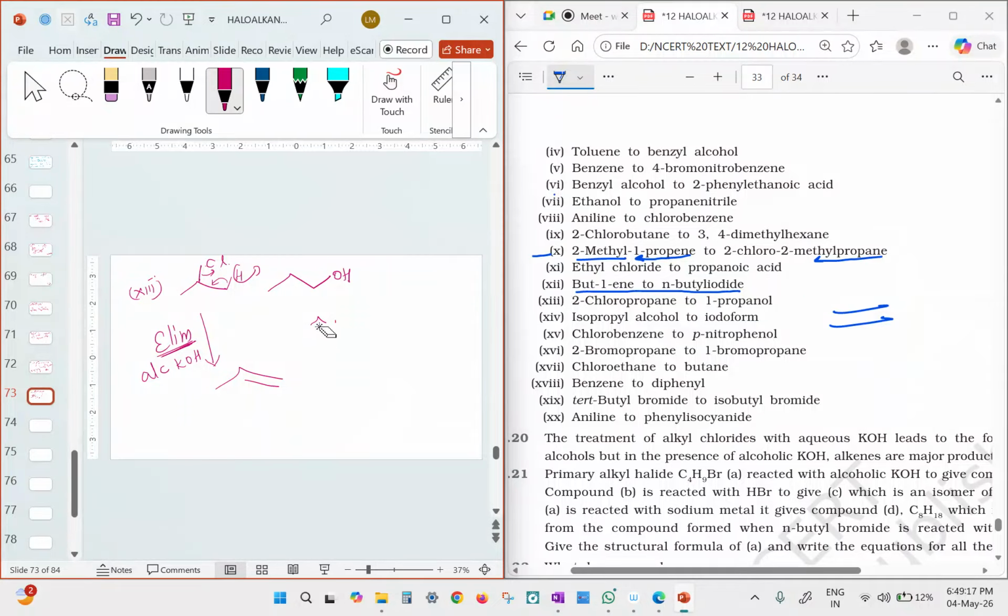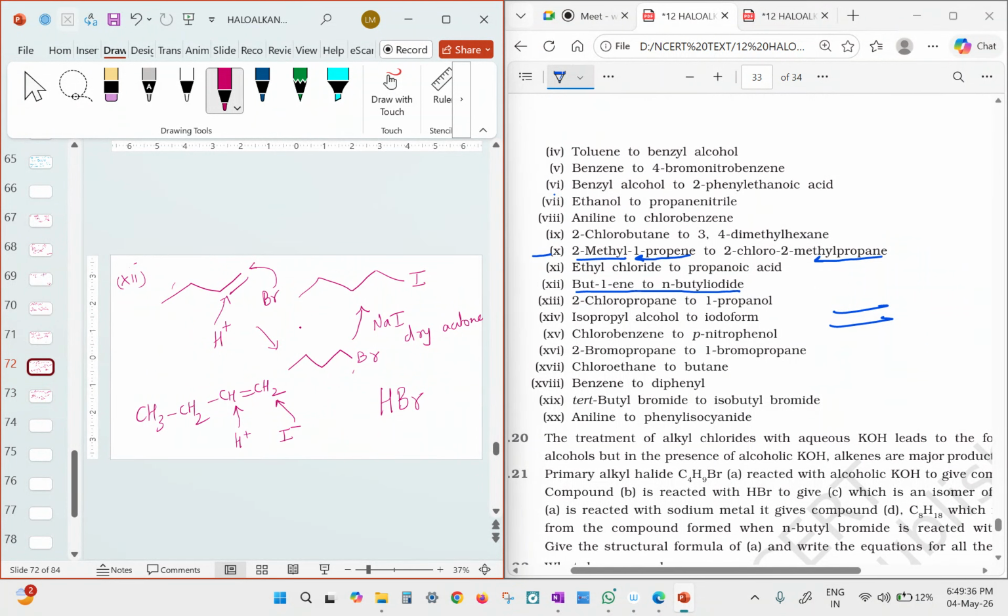Now what do you do? You simply hydrate, but simple hydration will again go for the Markovnikov product. So again add HBr in peroxide and get the bromine here, and then do aqueous NaOH. Here I have to write peroxide: HBr in the presence of peroxide.